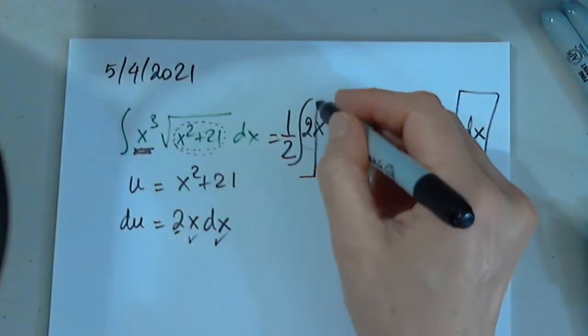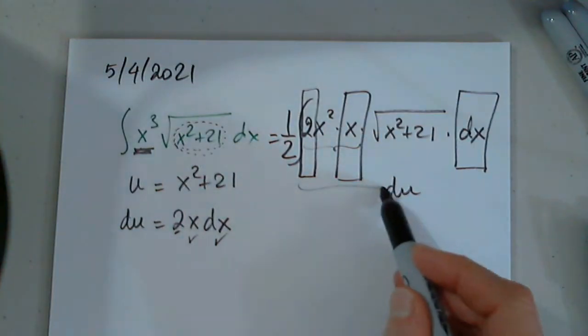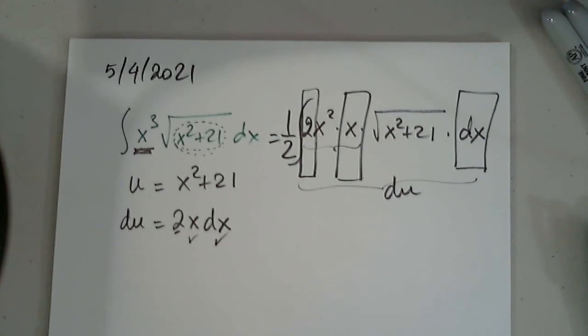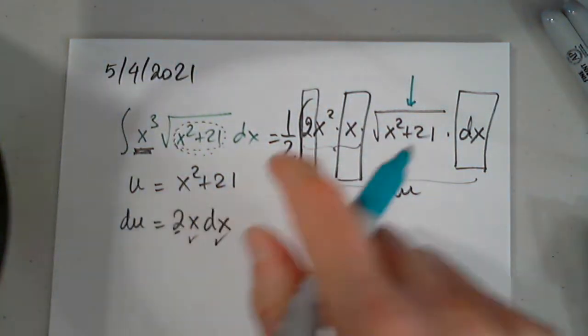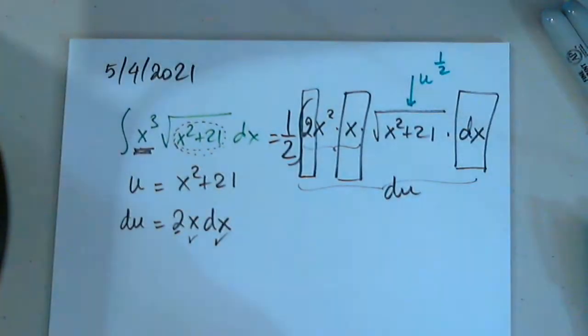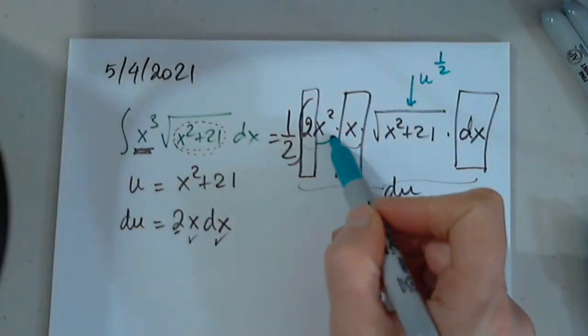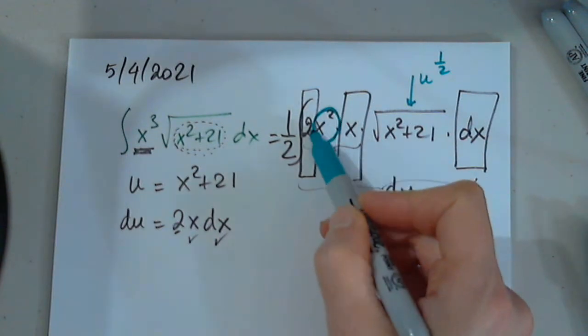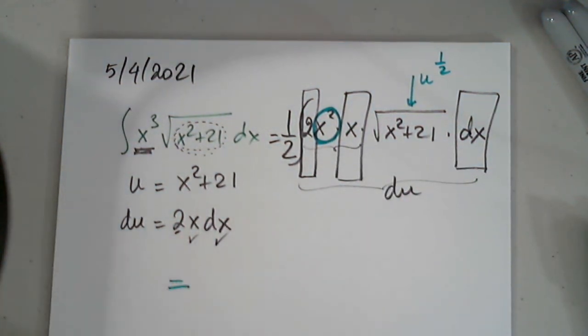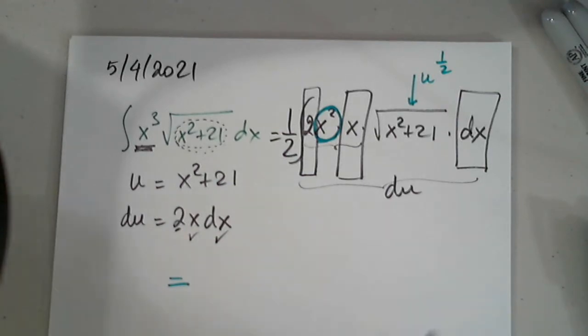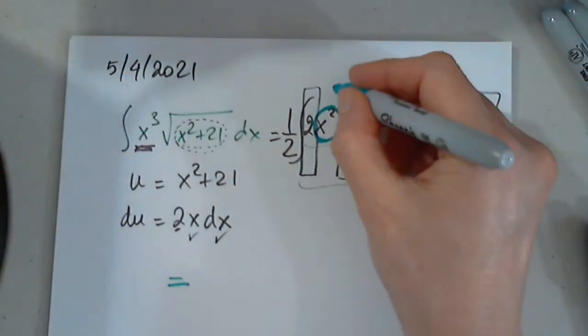So now these three pieces will form the du. Let's see what is left. Well, this is very clear. It's going to be the square root of u, or u to 1/2. Now the question is, what do I do with this? When I move from x to u, all x's have to go away. But I cannot erase anything. I have to change everything in terms of u. So what should I do with this?